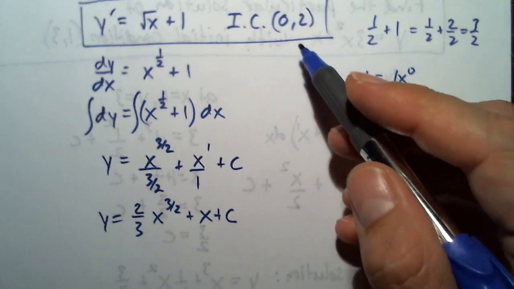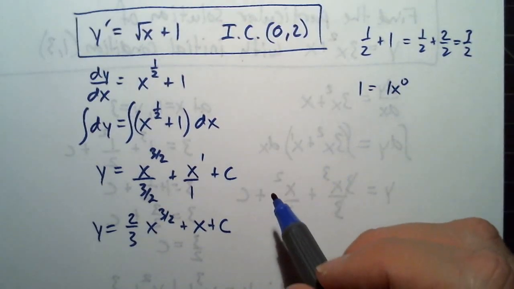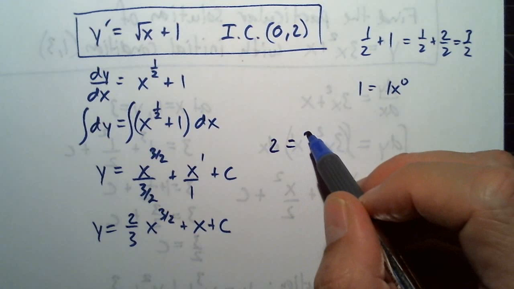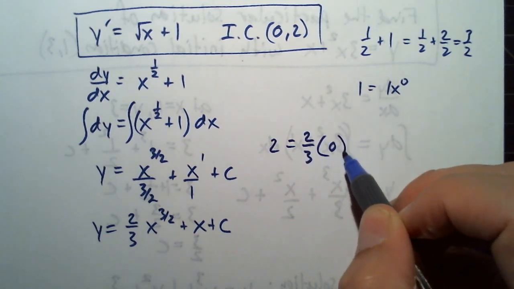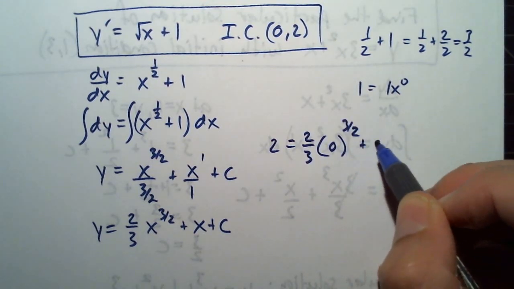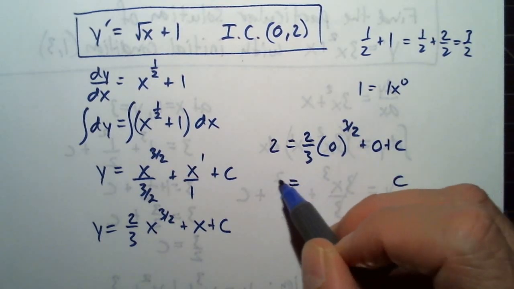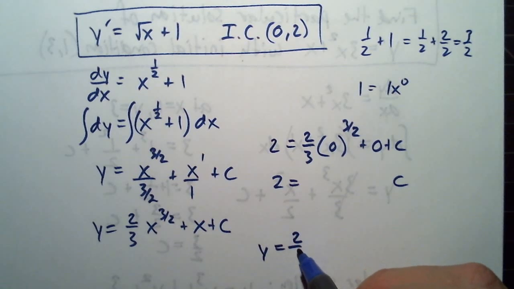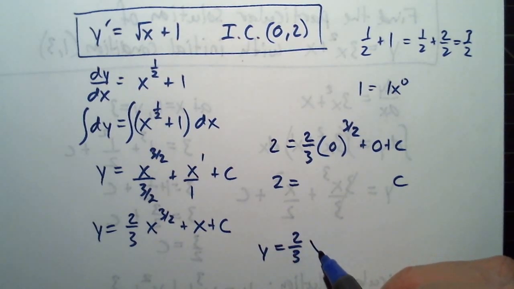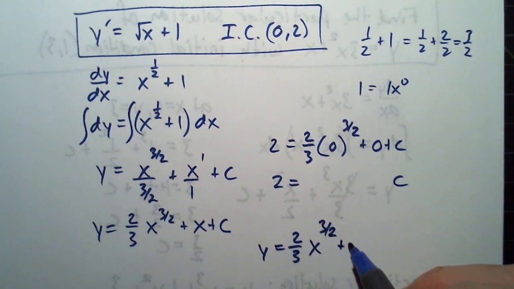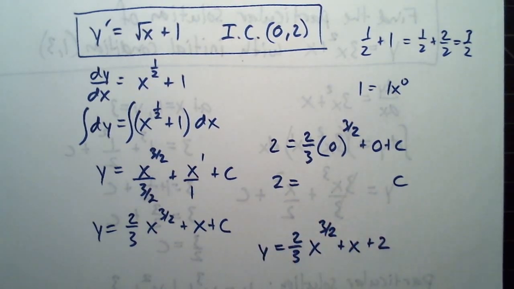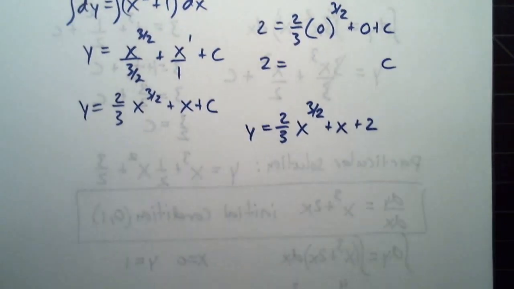And then we use the initial condition. So we'll have y equals 2, x equals 0, c equals 2. So the particular solution, and just put the c equals 2, so we have a 2 there for the particular solution.